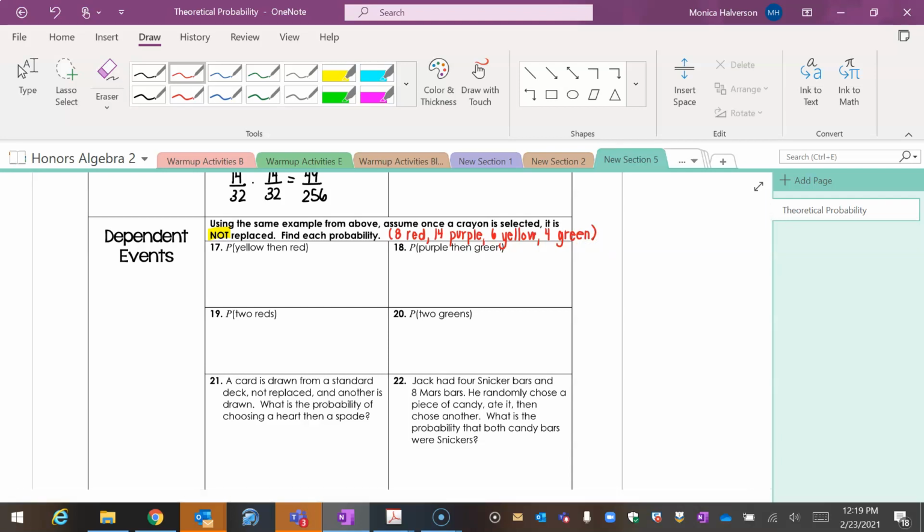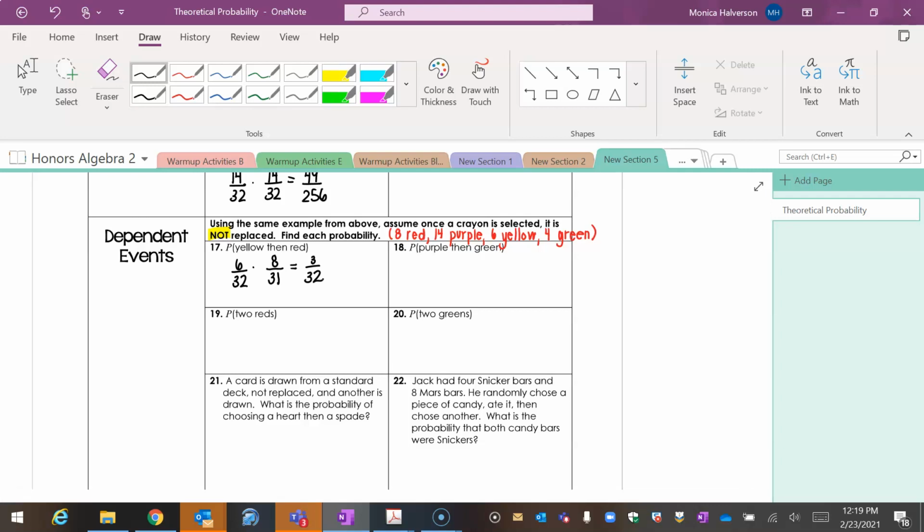Well, if we pick a yellow, all right, a yellow is going to be 6 out of 32. But because we're not putting the yellow back, there's only 31 total crayons in the second choice. And so then it would be 8 over 31. And your answer, once simplifying, would become 3 out of 32. And this is really, really important, okay? That by not replacing that crayon, our total number, our sample space, has decreased by 1.